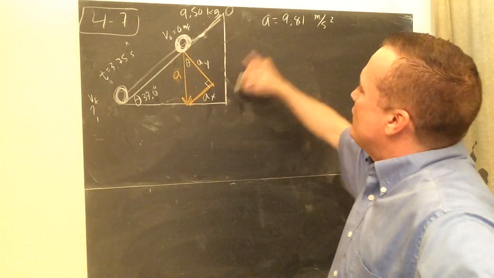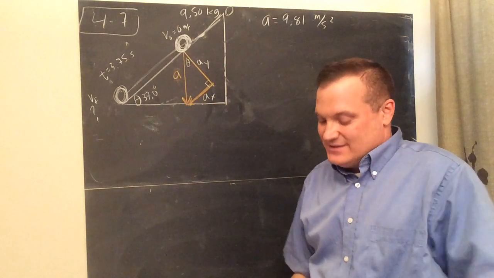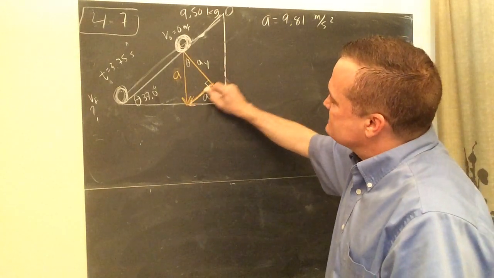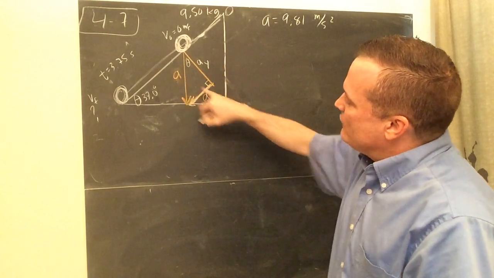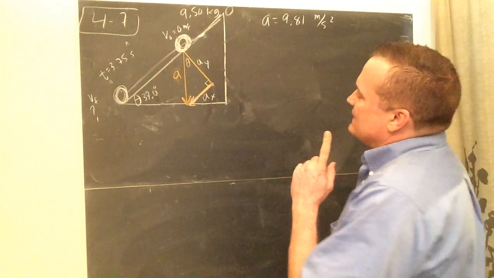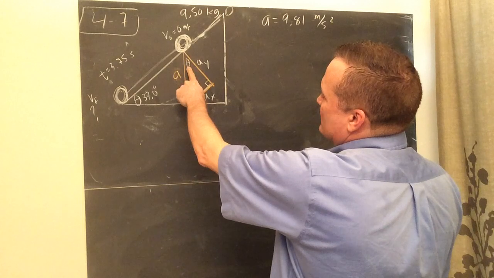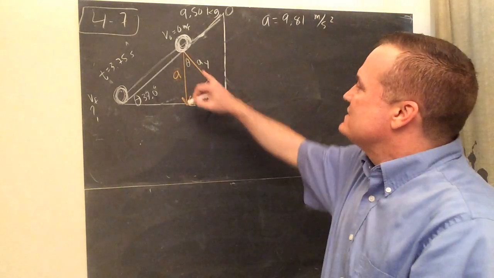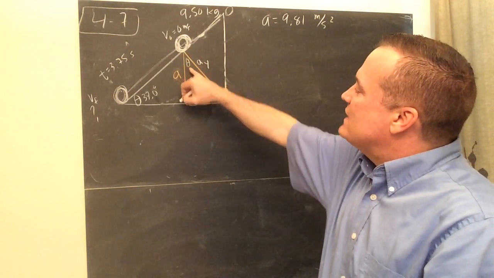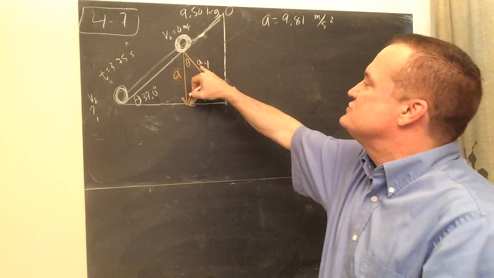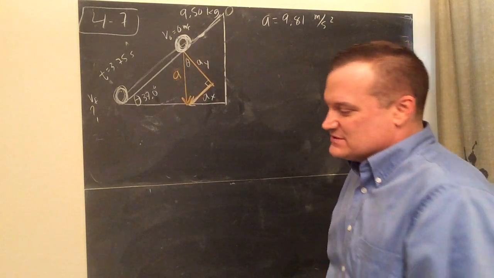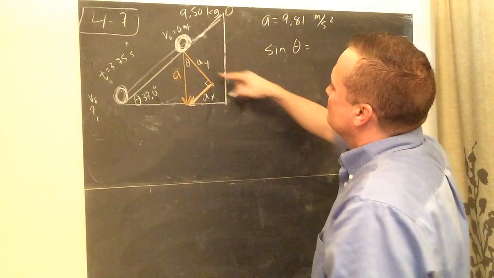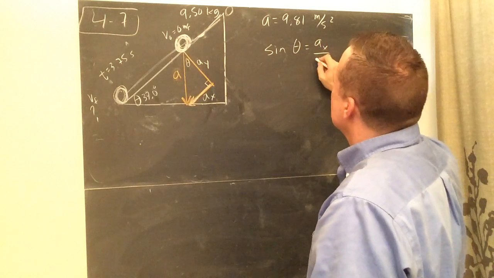A is 9.81, but do we need AX or AY? You only need AX in this picture, okay? AX, the one that's parallel right here, will be the X component. So to find AX, if I know A, then I will use sine, cosine, or tangent of theta. Sine will be opposite over hypotenuse, cosine adjacent over hypotenuse, and of course tangent will be opposite over adjacent. So it'll be sine. Sine of theta will be AX over A.